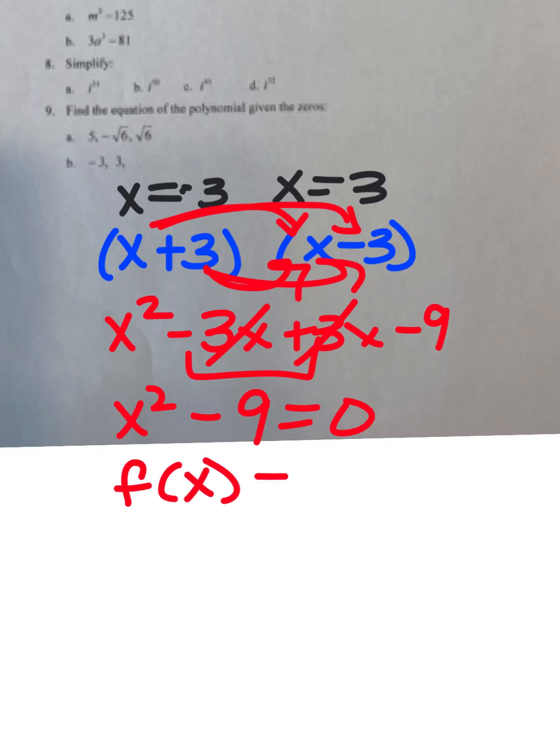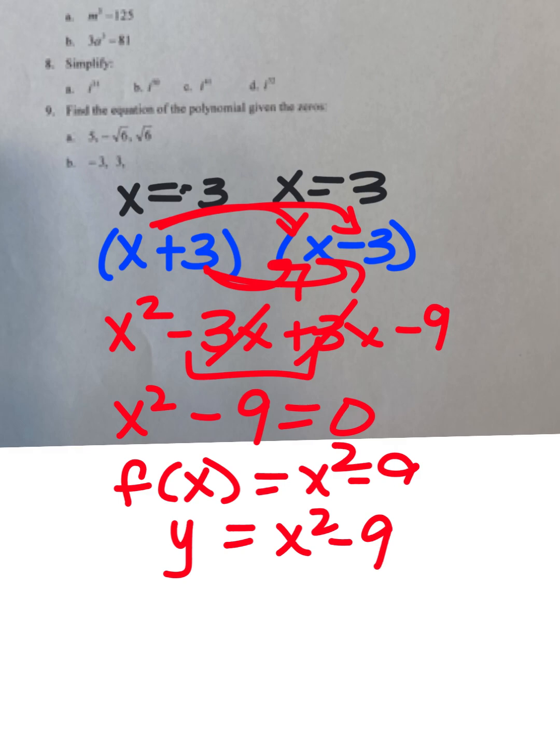You could put f of x equals x squared minus 9, or you could put y equals. It has to be an equation. It has to be one of those three. If it specifically says write f of x, then you have to use f of x.